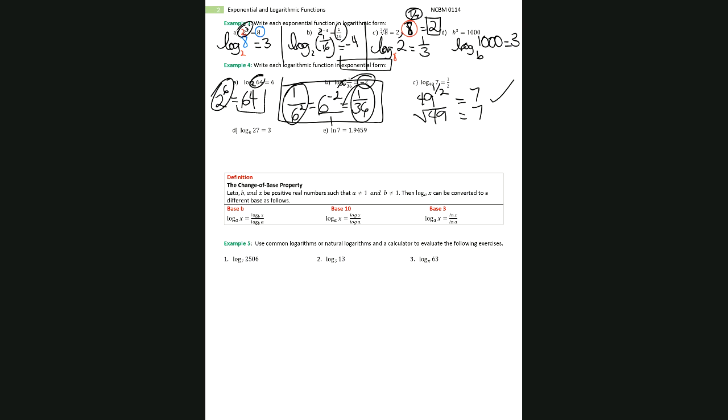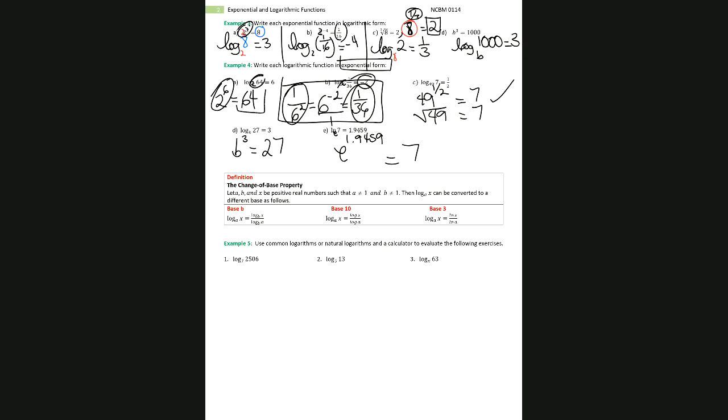Now let's do the ones here on the bottom, and here we'll have b to the power 3 is equal to 27. The next one, remember, natural log, or ln, is a base e. So here we have e to the power 1.9459 is equal to 7.